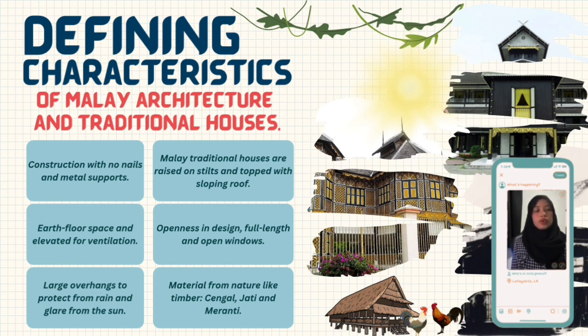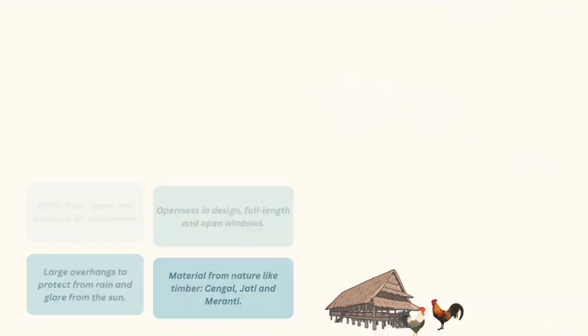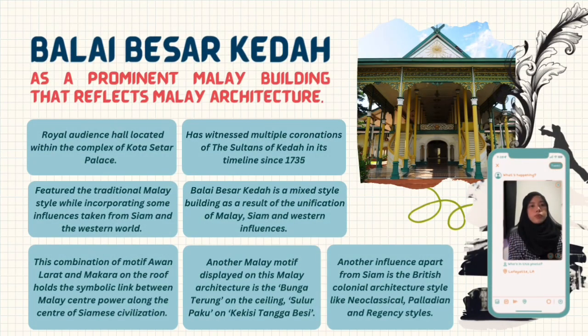The full-length windows contribute to the openness in traditional Malay architecture while making it comfortable for large gatherings while providing great views of the surrounding area. This is because we can see nature as we peek out through the windows, unlike our modern houses. This openness concept reflects the nature of Malay people who are welcoming and hospitable towards guests. Large overhangs are also used in Malay buildings to protect the indoors from heavy rains and shield eyes from glare.